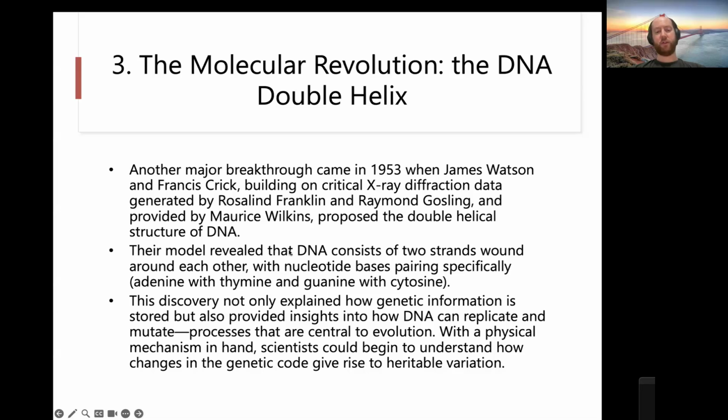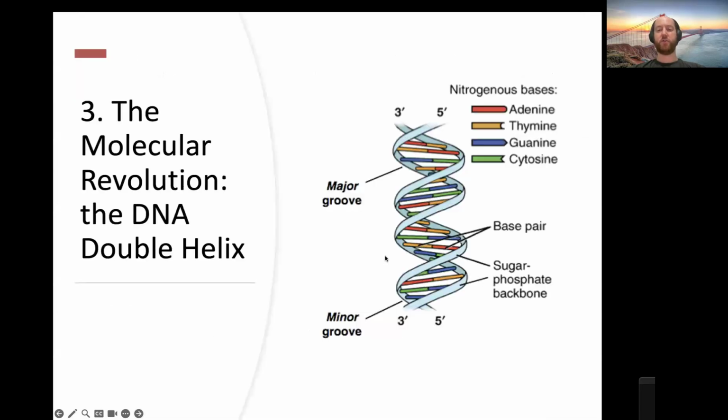The model that resulted from this revealed that DNA consists of two strands. So these are two strands on the outside of the double helix, and on the inside it is held together by interactions between the nitrogenous bases, so adenine, thymine, guanine, and cytosine. And these match very specifically, so A with T and C with G. And so there's this major groove and the minor groove.